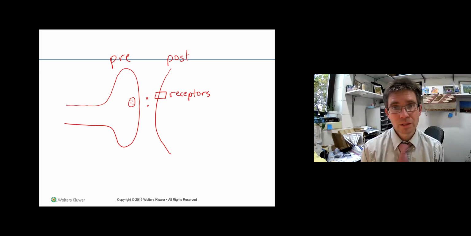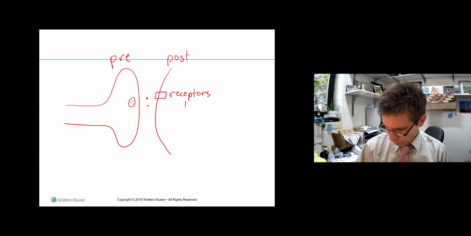But let's go back to the first part of our discussion here and talk about the types of receptors that you will find on the postsynaptic membrane that are activated by neurotransmitters. The two big families of receptor types that we'll find on the postsynaptic membrane are ionotropic and metabotropic receptors. That's an M, metabotropic.